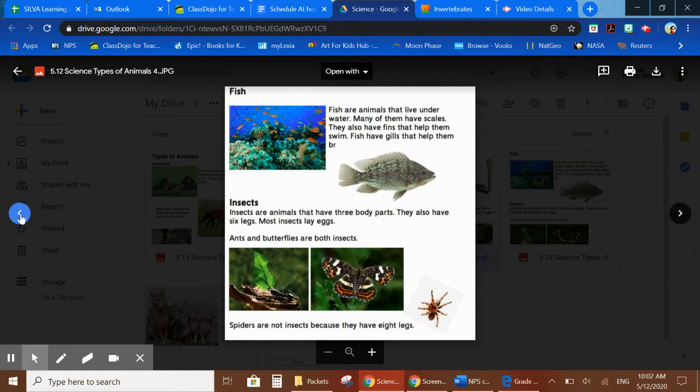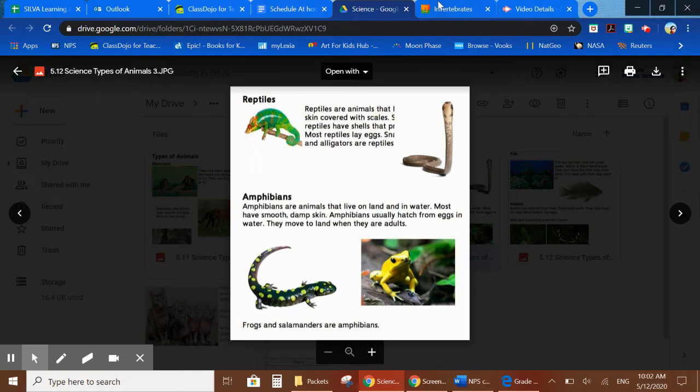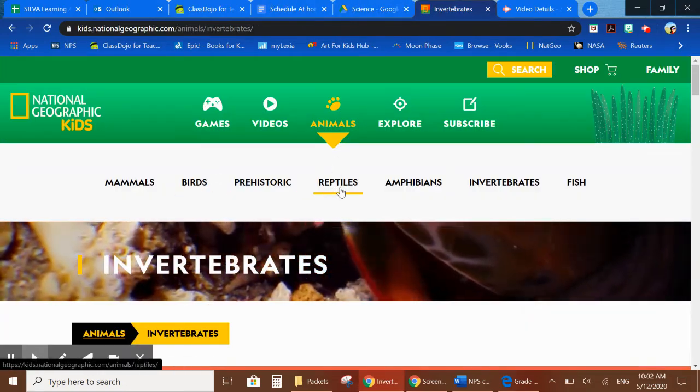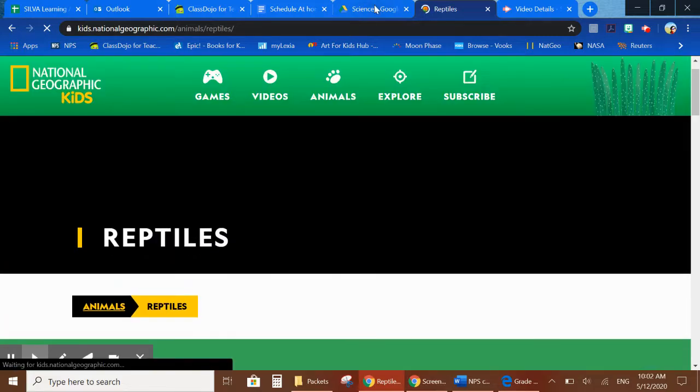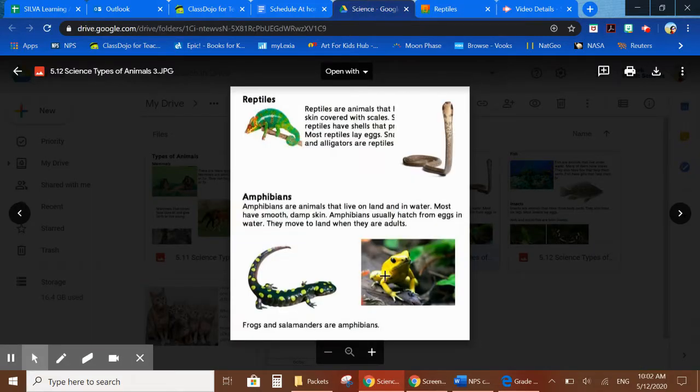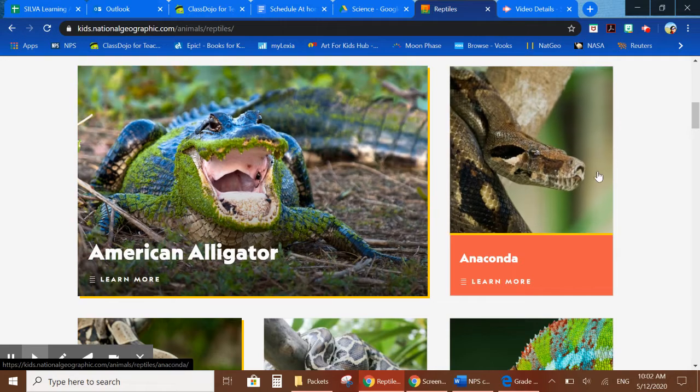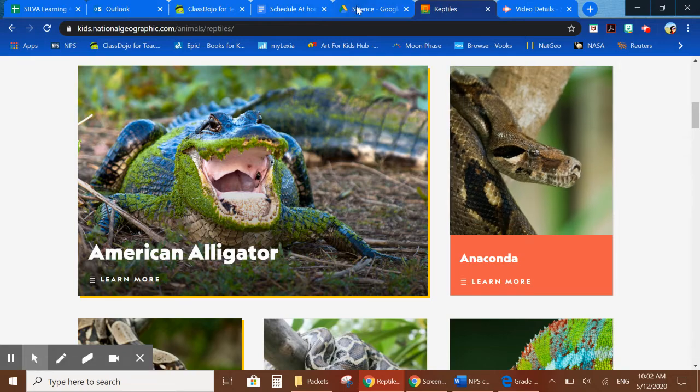So now for homework, when we're done reading and checking out this fun website where we can see about all different types of animals, we're going to come on a piece of paper or in a journal and we're going to draw a picture of a reptile and label it. So if you're going to draw the anaconda, I want you to draw the picture and label next to it anaconda reptile.